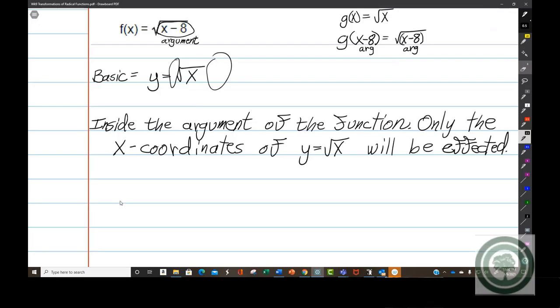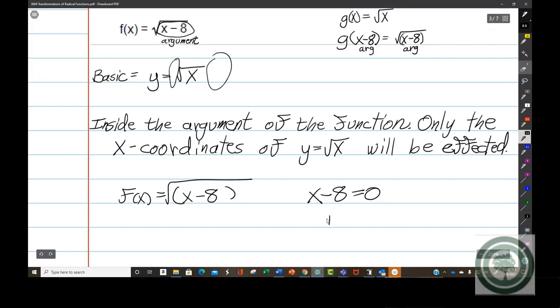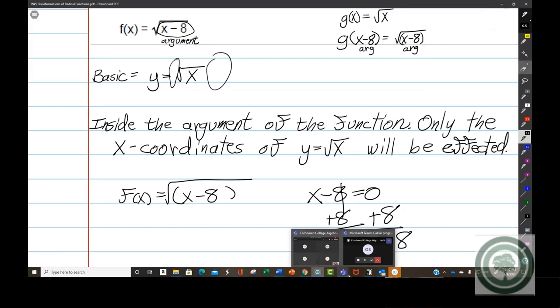So when we've got f of x equals the square root of x minus 8, and the only reason I put parentheses around it is to emphasize it's the argument. The only way you can be absolutely sure which way the basic function is being moved is if you take the argument and set it equal to zero. x equals positive 8. Positive means you're going to go right. That minus sign in the argument means you're going to take the square root of x and move it to the right.